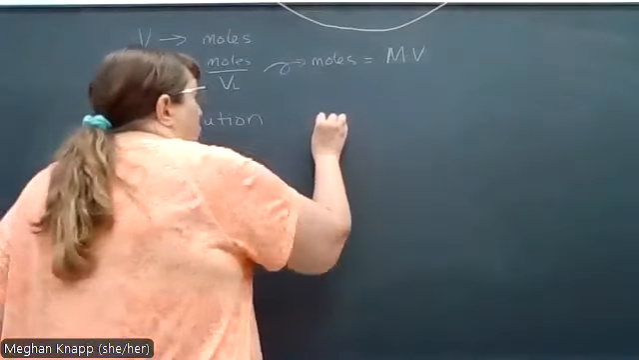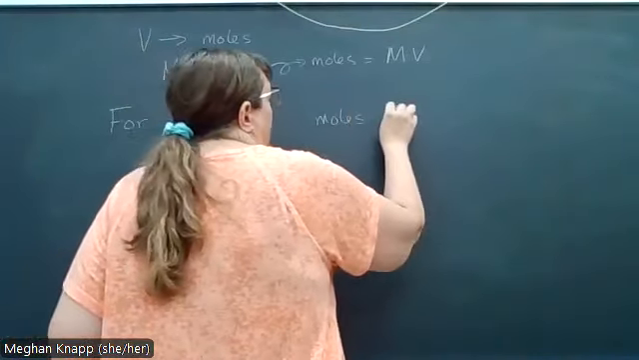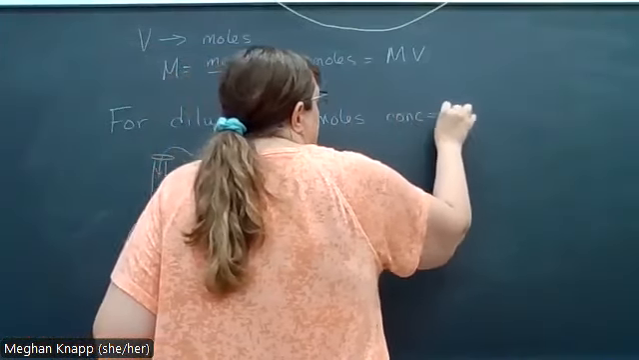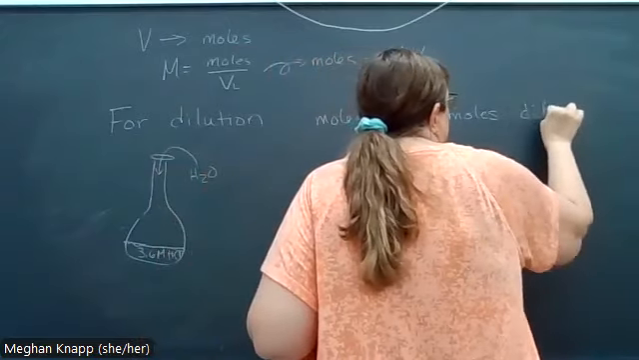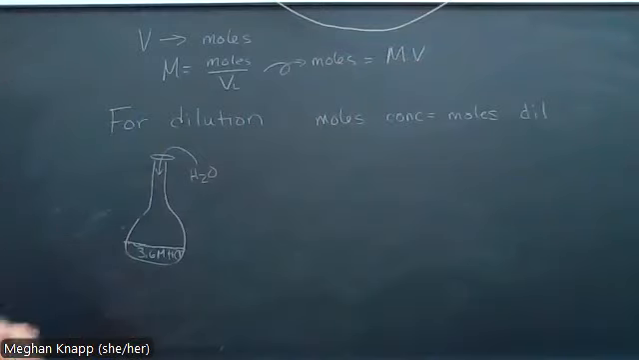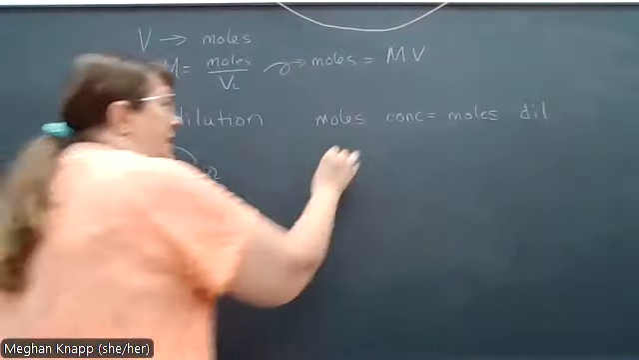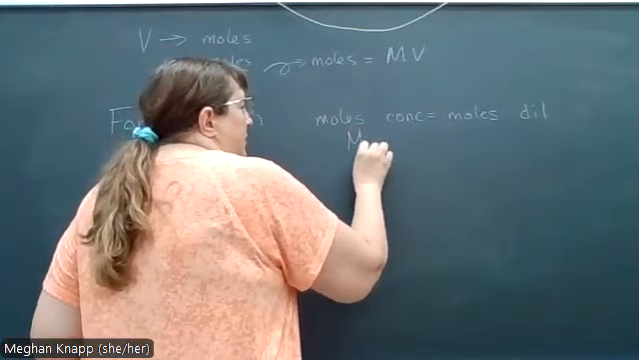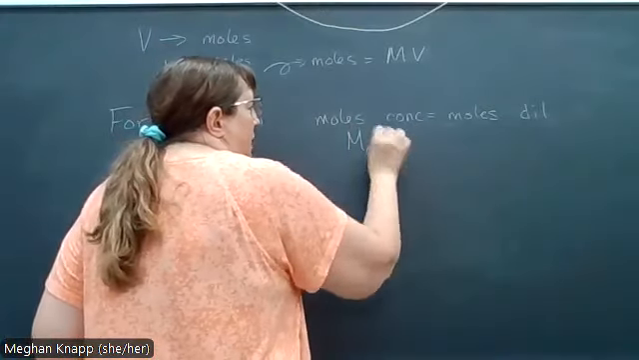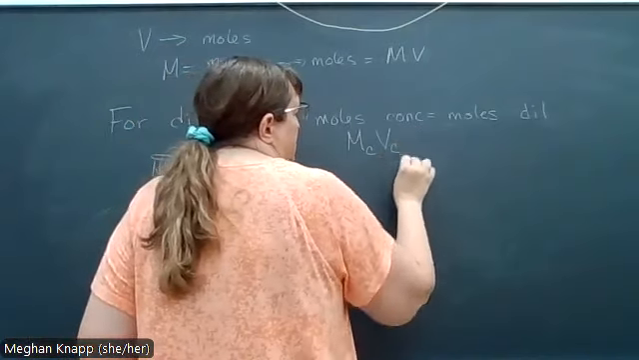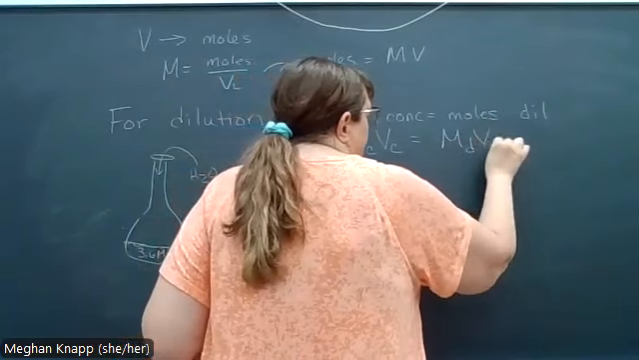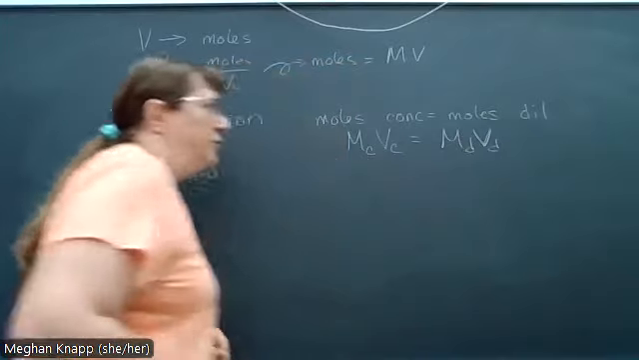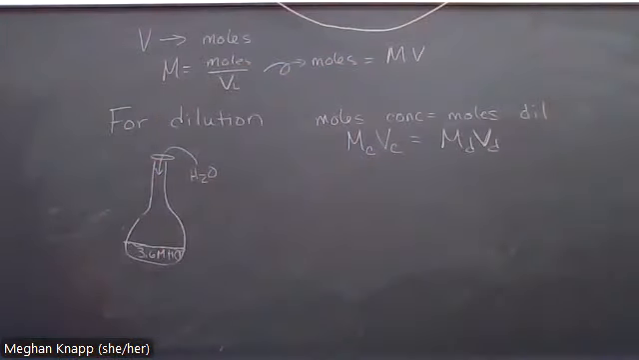Okay? So moles of concentrated is equal to moles of dilute. Right? And since I know moles is equal to MV, I can say the molarity of the concentrated times the volume of the concentrated is equal to the molarity of the dilute times the volume of the dilute. I'm not changing how many moles there are.